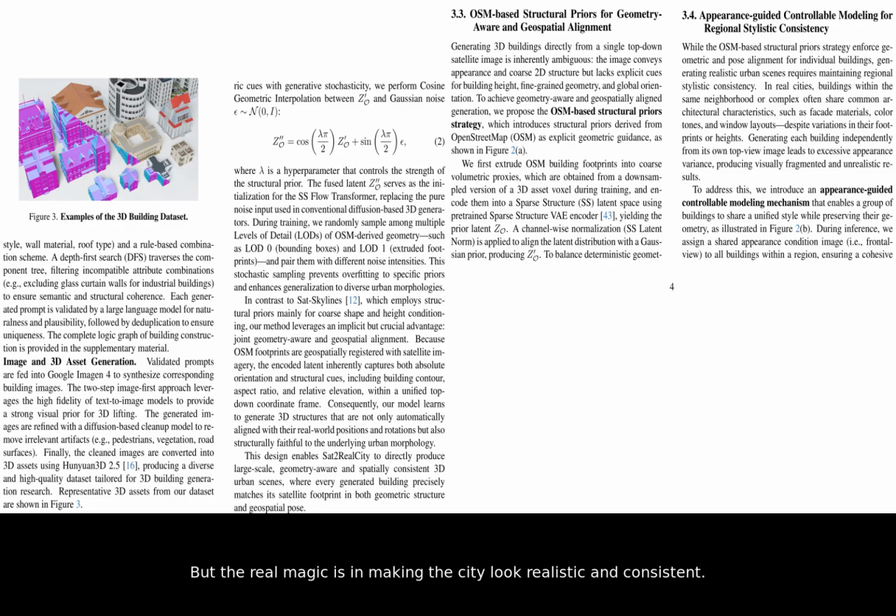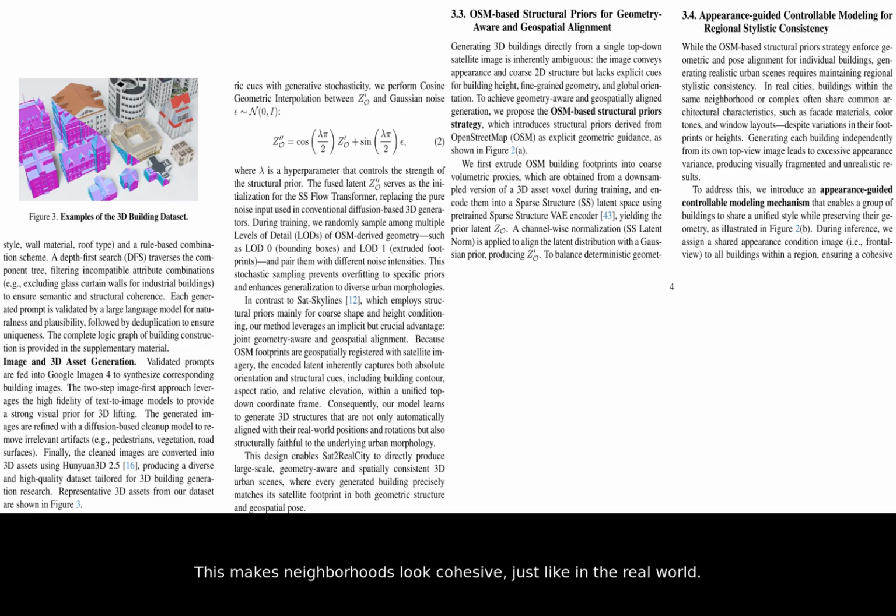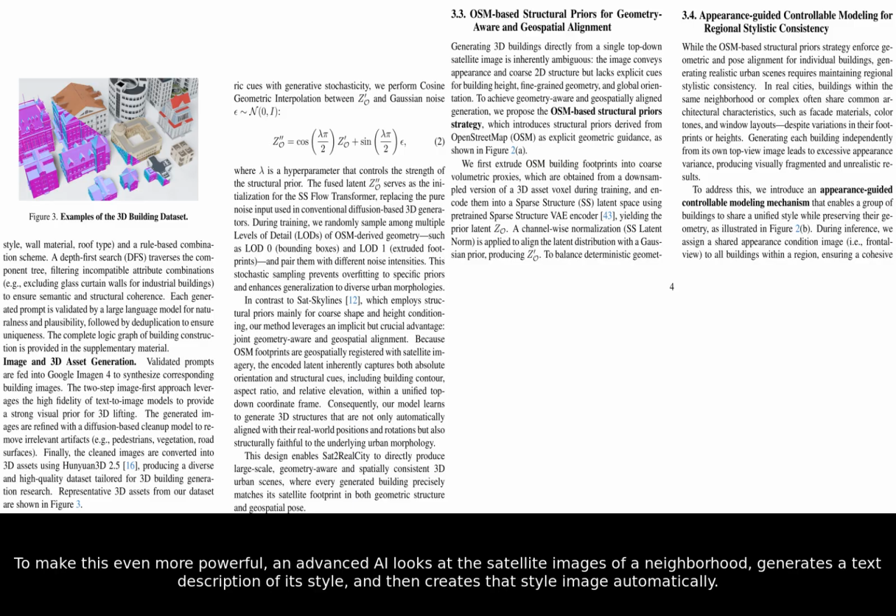But the real magic is in making the city look realistic and consistent. To achieve this, the system can be given a single style image, and it will apply that architectural style, like the color, material, and window patterns, to all the buildings in an area. This makes neighborhoods look cohesive, just like in the real world. To make this even more powerful, an advanced AI looks at the satellite images of a neighborhood, generates a text description of its style, and then creates that style image automatically.